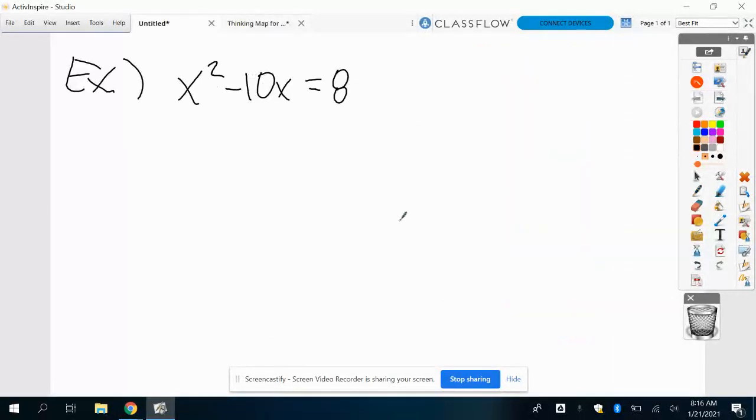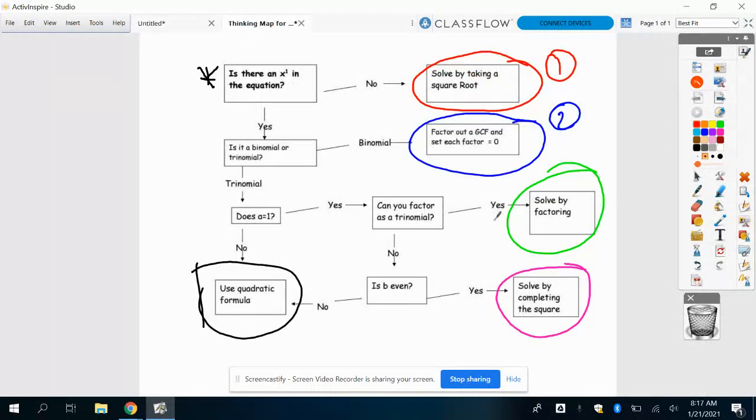So if we look at this problem, in order to factor it, it's got to be equal to 0. So we would need it to look like this. So at this point, we would want to look for 2 factors of negative 8 that could add to negative 10. Well, we have specifically negative 8 and 1. Those don't add up to negative 10. We've got negative 4 and 2. Those don't add up to negative 10. So we can't do this. We can't factor. So we want to say no. We cannot factor, so we're going to look here.